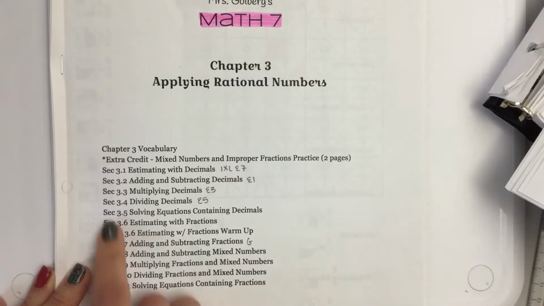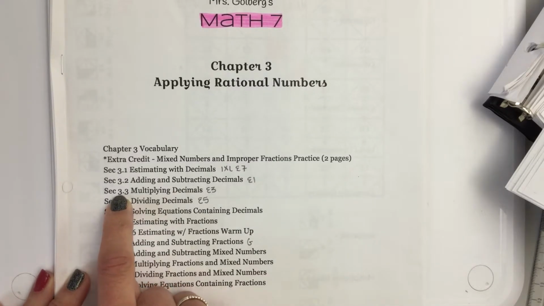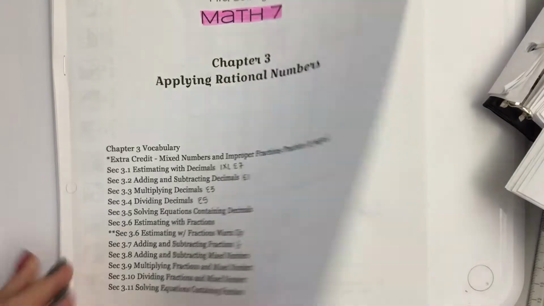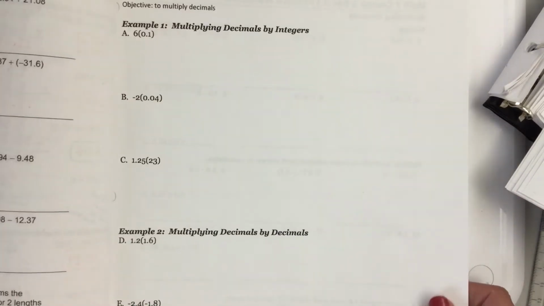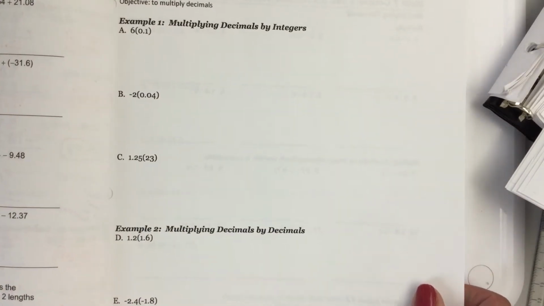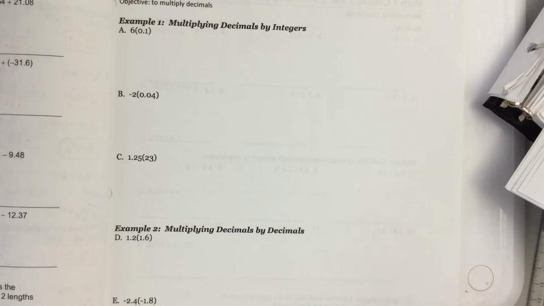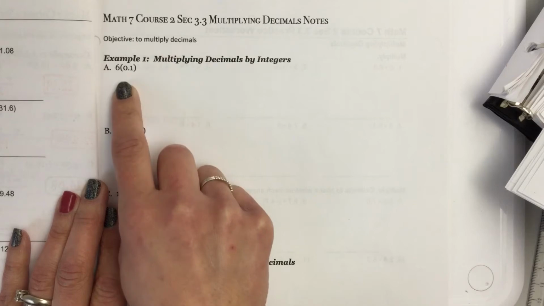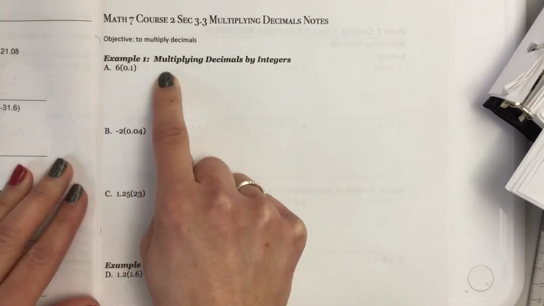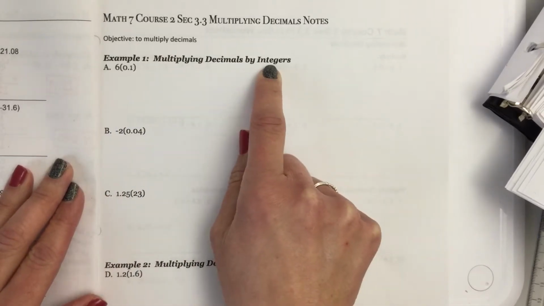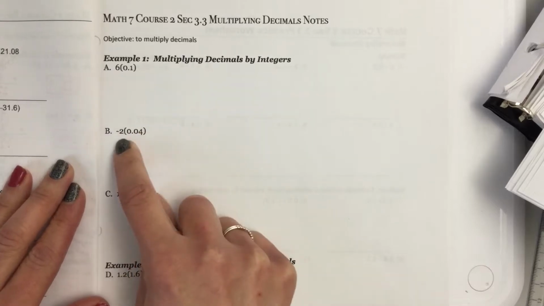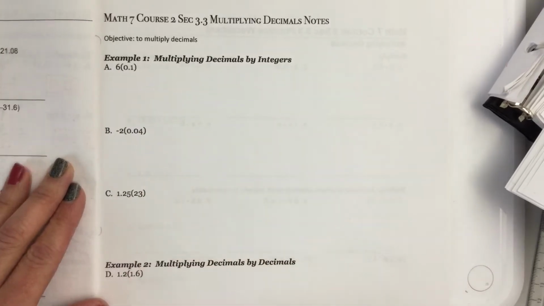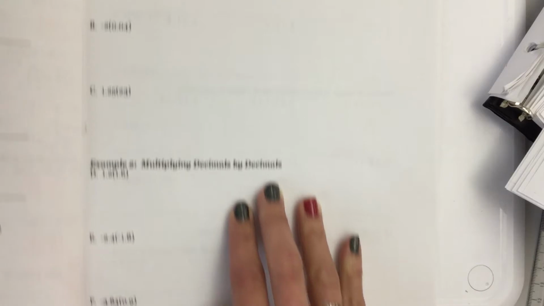Okay, Math 7, we are going to section 3.3, and this is multiplying decimals. So if we look here, our objective is to multiply decimals. The first few, we are multiplying decimals by integers. That means that one of the numbers is not a decimal. It's kind of a whole number, but it can be positive or negative.